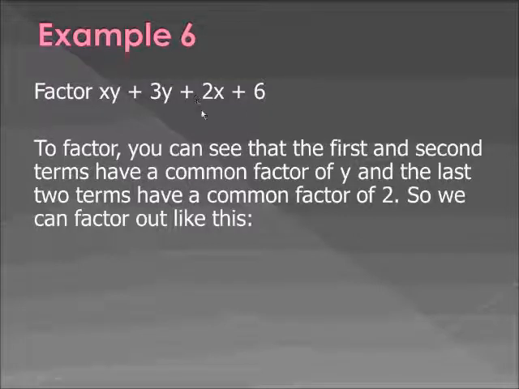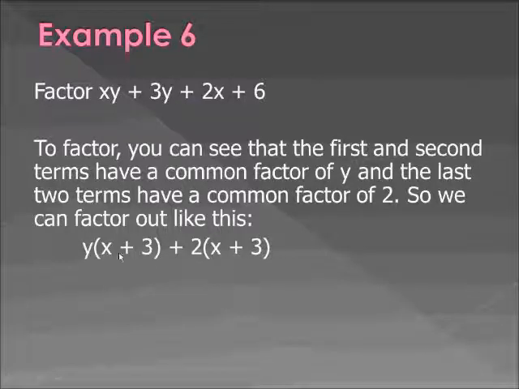And what you're going to look for if you get a problem like this is to see what you can factor out such that the two remaining polynomials are the same. So let's factor y out of the first two and then 2 out of the second two, and you get y times the quantity x plus 3 plus 2 times the quantity x plus 3. Now if you notice, all we did is factor out a y of the first two terms and factor out a 2 of the second two terms.